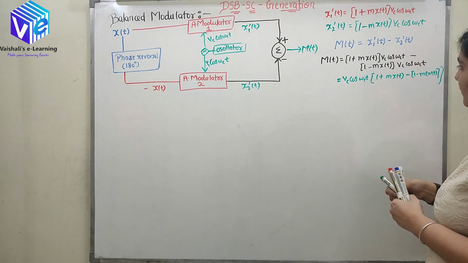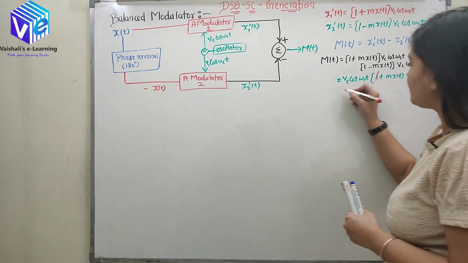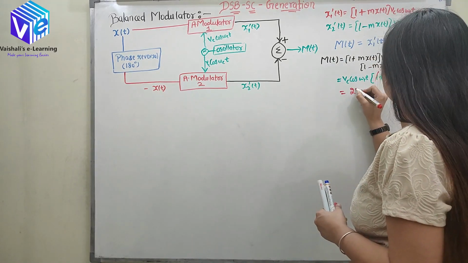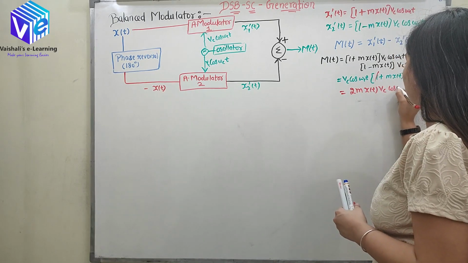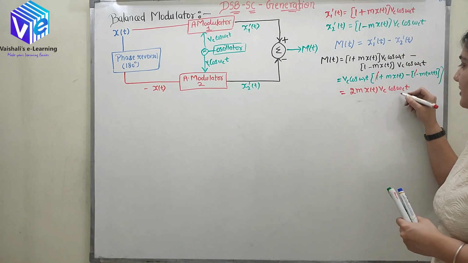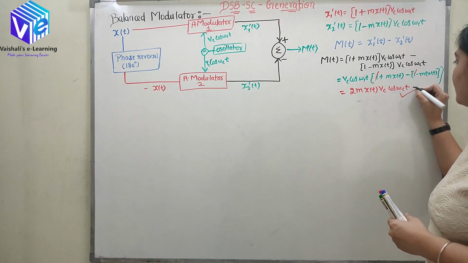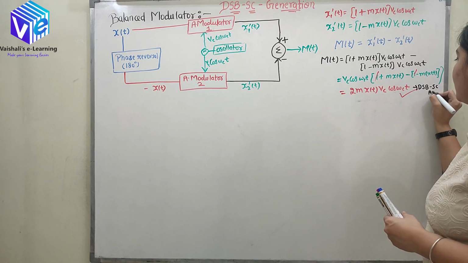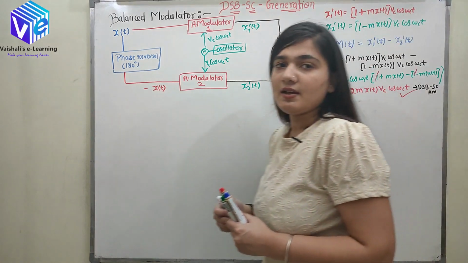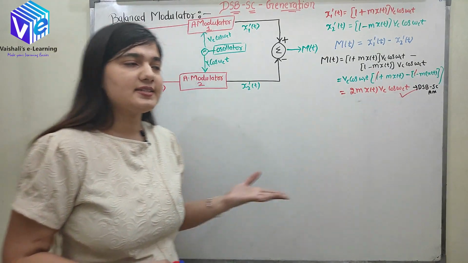So now you can see directly that this 1 and this 1 get cancelled out and I am left with 2m x(t) Vc cos(omega_c t). So now this represents my double sideband suppressed carrier output. So this is DSB-SC amplitude modulation. So this balanced modulator is generating my double sideband suppressed carrier output.